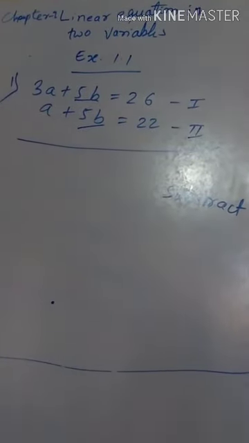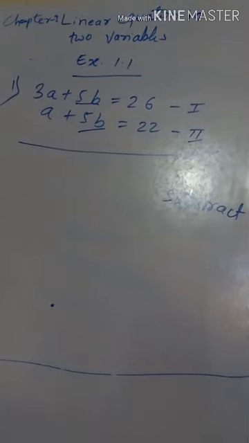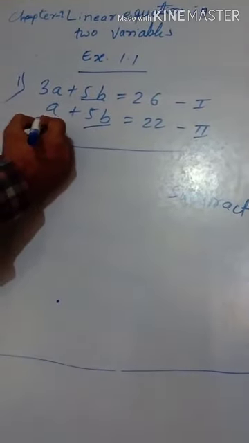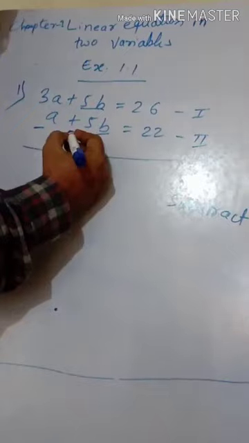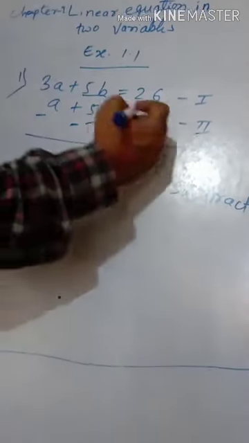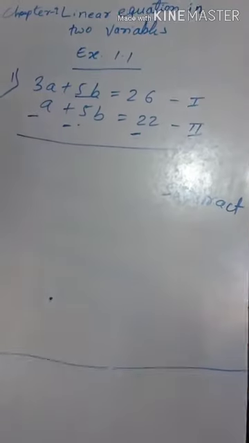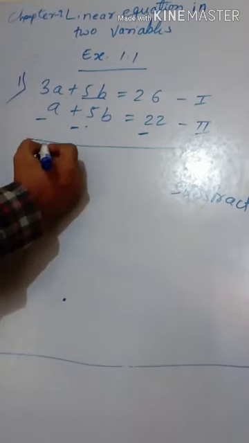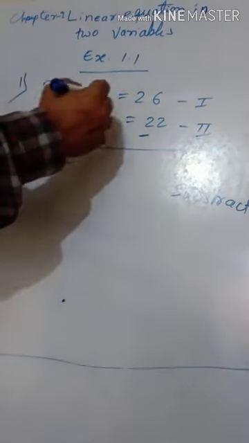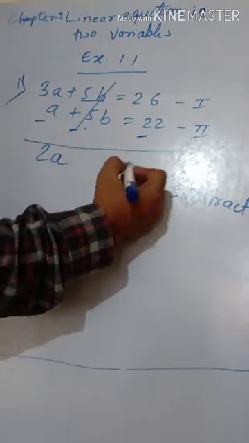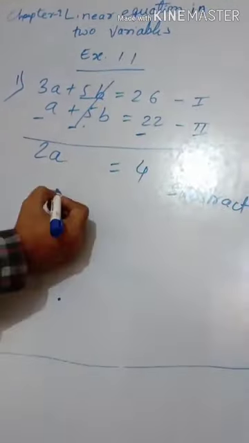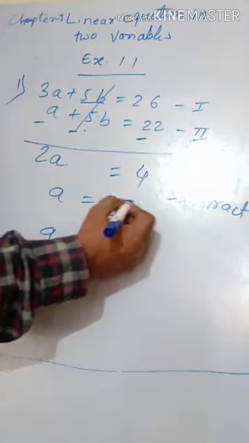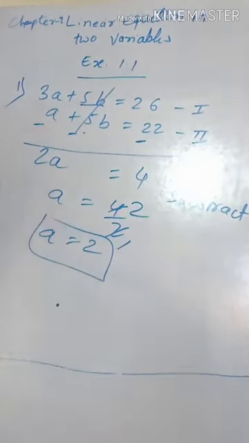When we do the operation of subtraction, the sign of the second equation will be changed. If it is plus a, it will become minus a. If it is plus 5b, it will become minus 5b. If it is plus 22, it will become minus 22. Now 3a minus a is 2a. 5b minus 5b will cancel. 26 minus 22 is 4. a is equal to 4 divided by 2. a is equal to 2.